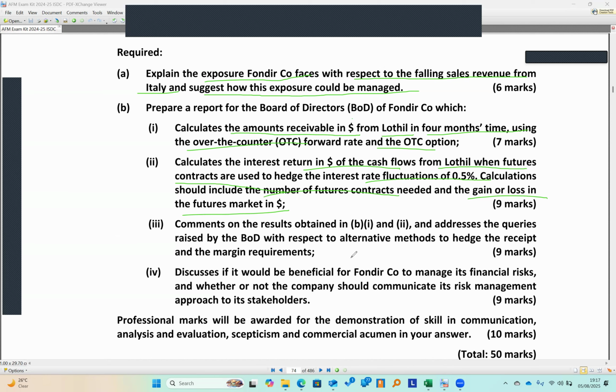And then, of course, discuss if it would be beneficial for Fondir to manage its financial risks, and whether or not the company should communicate the risk management approach to the stakeholders. And all in all, you have marks for communication, analysis and evaluation, skepticism, and commercial acumen. Like the usual section A marks that they are giving you for free, as long as you follow and do what is supposed to be done regarding the preparation of the report and how you arrange it, everything. I'm sure that we have seen some of these. This should be something that by now you know how to set up.